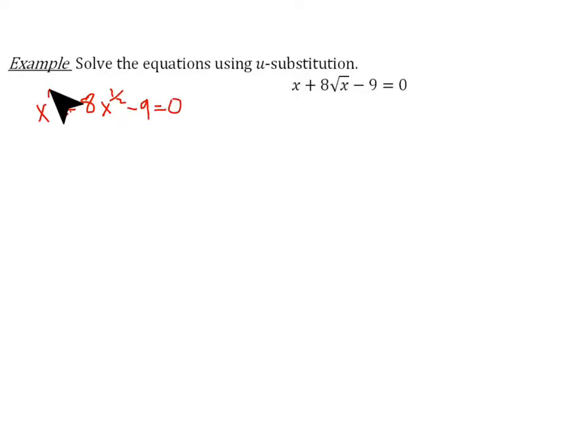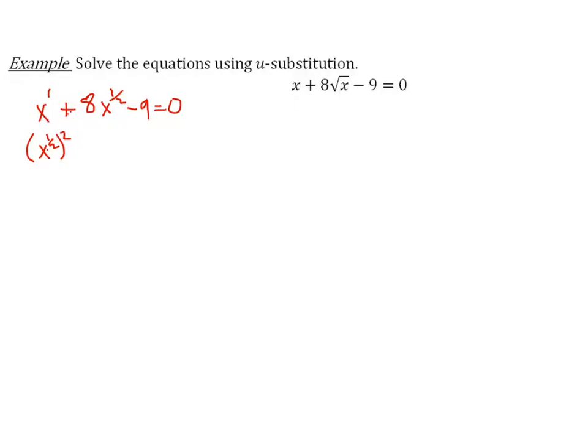We see that here we have x to the first and x to the 1/2. This power is twice as big as this one. So that tells us that it's kind of like a quadratic, even though it doesn't look like it. And we can rewrite this as, well, we need something squared. So if we change this to x to the 1/2 squared, it's still equal to x to the first.